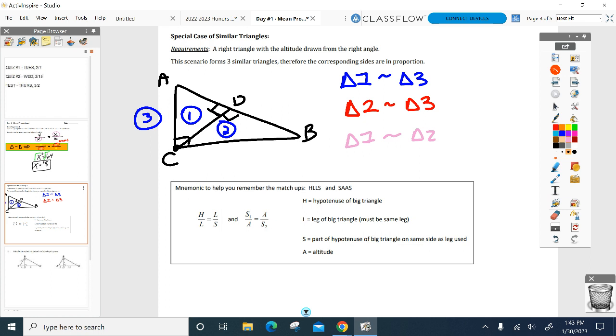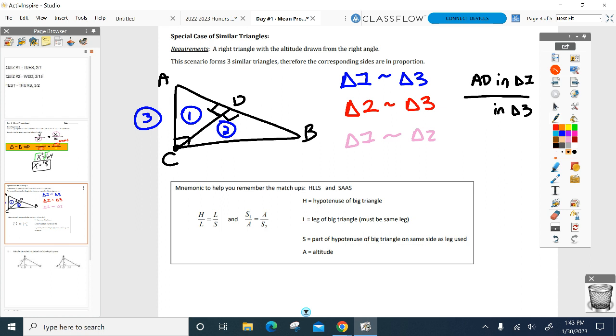What do I know about their sides then? They're in proportion. Now, could you do this though? This is really taking it above and beyond. Let's say I said AD in triangle 1. What would it correspond with in triangle 3? Whew, this is really high level now. Right? AD in triangle 1 would correspond with what in triangle 3?